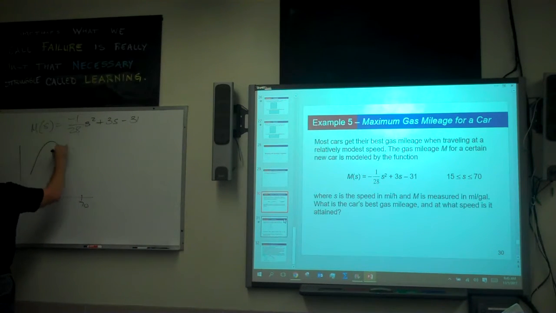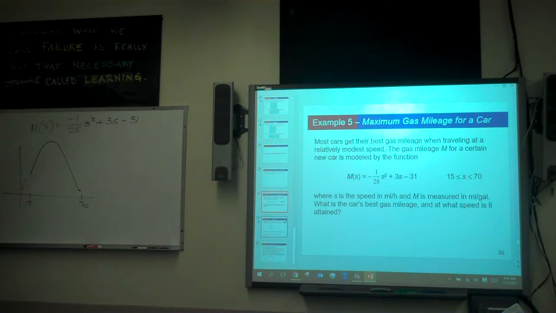Maybe from 15 to 70 kind of does something like that. Does that kind of make sense? So it's not symmetric. So we're looking for that maximum value, okay, that provides me the greatest gas mileage.